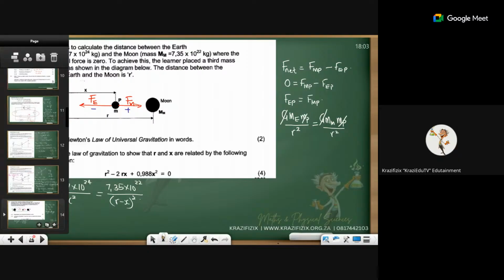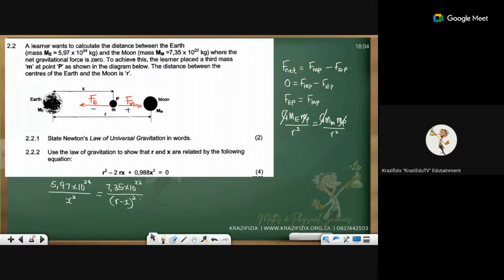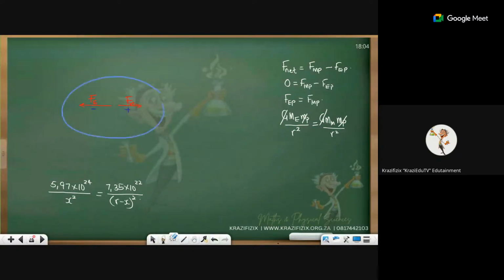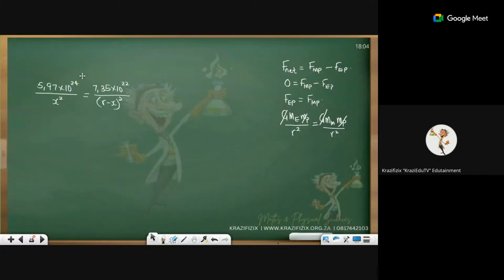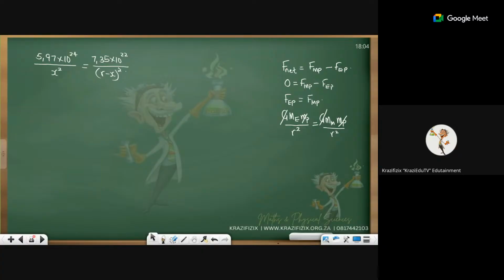Let's do the maths. Let me get a fresh page because it looks like it's about to go down. What would you do? I would switch the numbers. Okay. I would say R minus x squared over x squared equals 7.35 times 10 to the power 22 over 5.97. I think you can help me with an answer there.